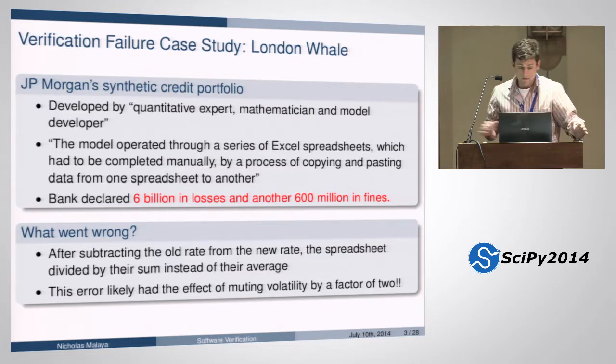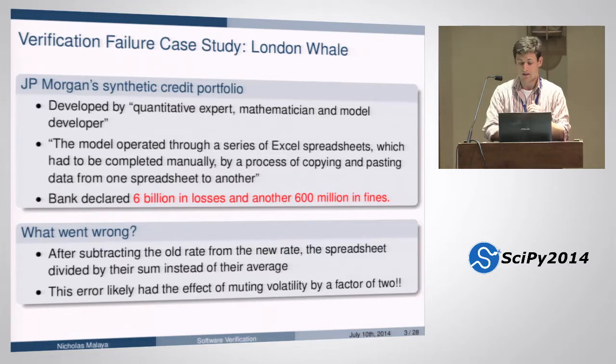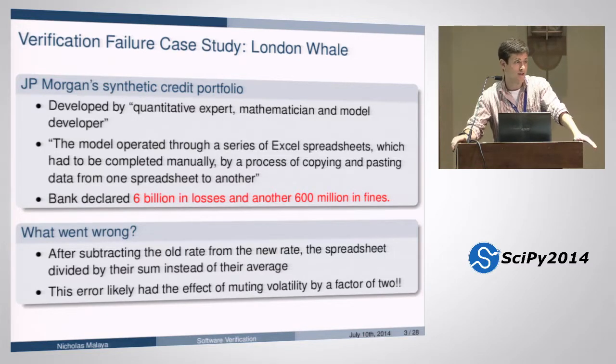And then, again from the report, the model operated through a series of Excel spreadsheets. They had to be completed manually, a process of copying and pasting data from one spreadsheet to another, so obviously this is a bad start. It resulted in a loss of $6 billion and another $600 million in fines. So this is a catastrophic verification failure in that the model failed in a serious way, and it was underestimating the volatility of these underlying instruments by a factor of 2.